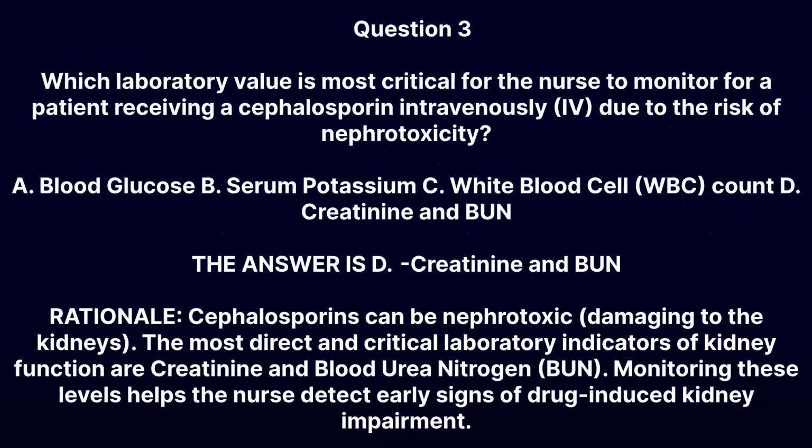Question 3. Which laboratory value is most critical for the nurse to monitor for a patient receiving a cephalosporin intravenously, IV, due to the risk of nephrotoxicity? A. Blood glucose. B. Serum potassium. C. White blood cell, WBC, count. D. Creatinine and BUN. The answer is D.